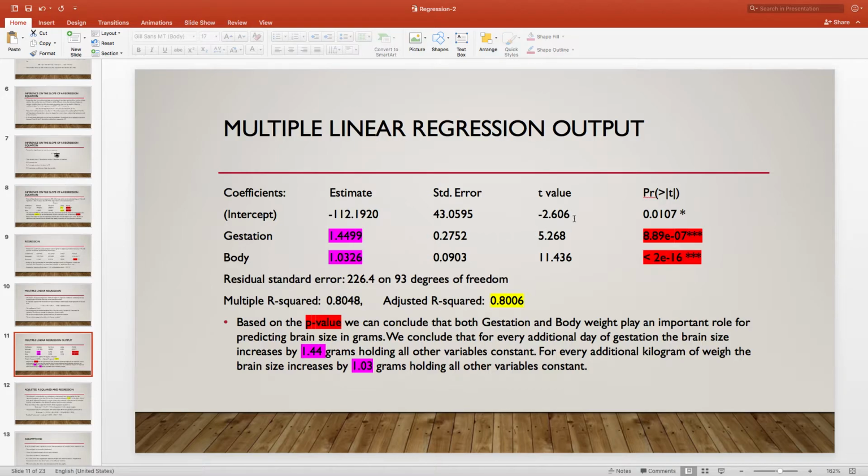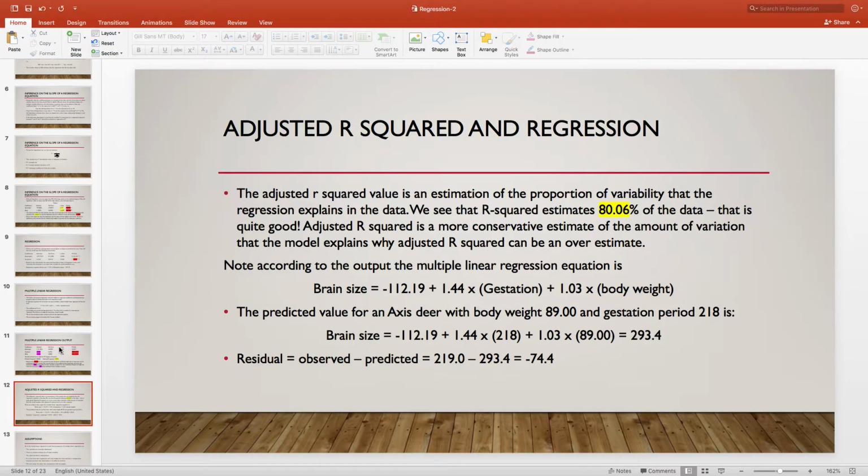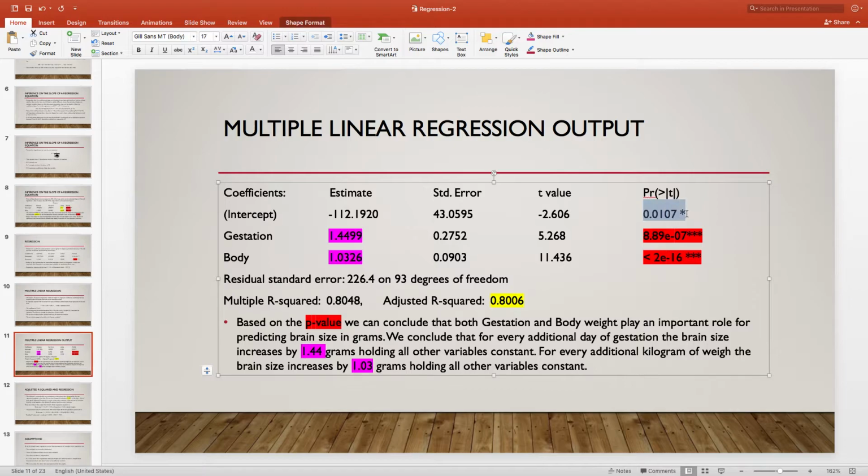Now we can see based on the output here, this is the p-value that tests the hypothesis that each of these estimated values could be 0. Okay. And I apologize. And we see that this p-value is about 1%, so it's statistically significant. It's not likely that the intercept could be 0. It's even less likely that gestation could be 0. Okay. And also unlikely that body weight or body size could be 0.